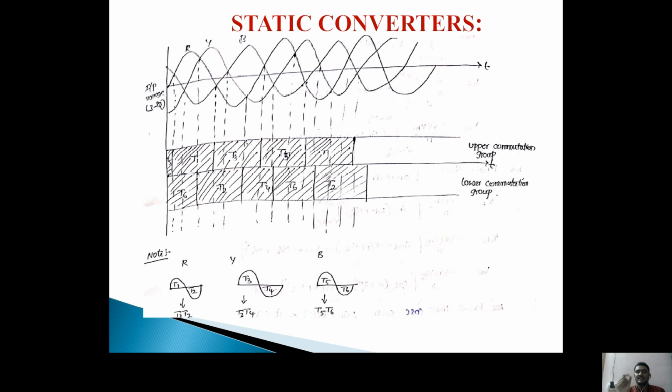For the R phase, I said that each phase consists of two valves. So here the R phase or A phase consists of two valves, that is T1 and T6, and the next ones are T3, T4, and T5, T2, like that we are taking. Each phase consists of two valves.